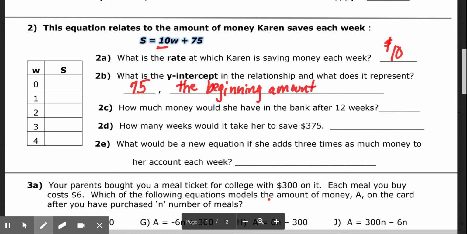Then 2C says, how much money would she have in the bank after 12 weeks? Well, 10 times 12 is 120, plus the 75. So 120 plus 75 would be $195.